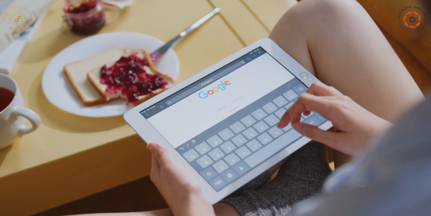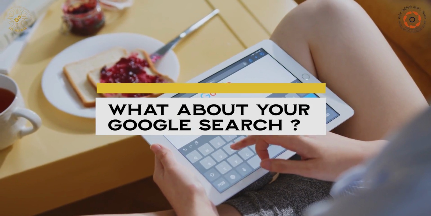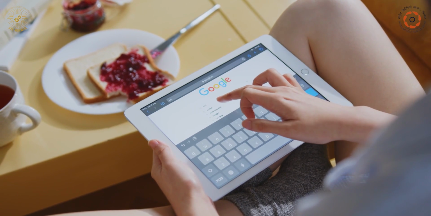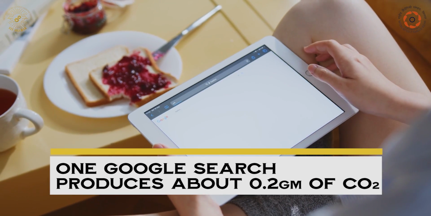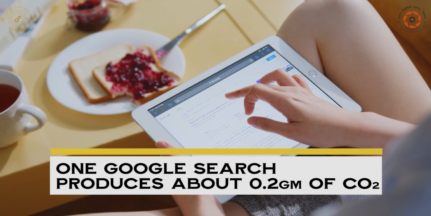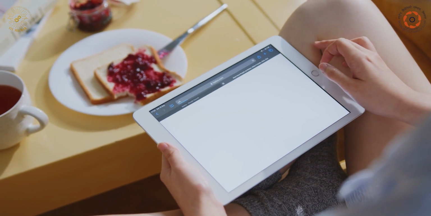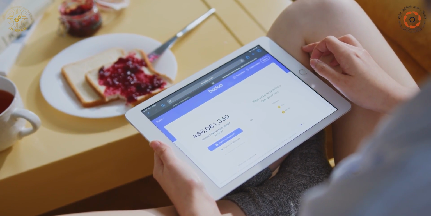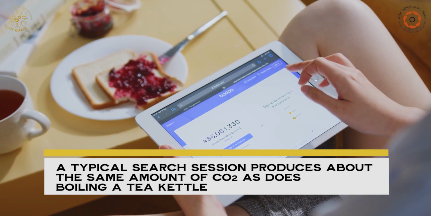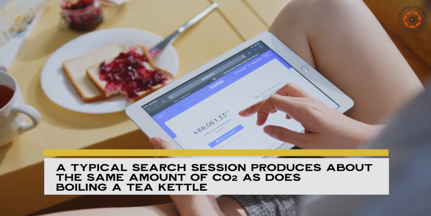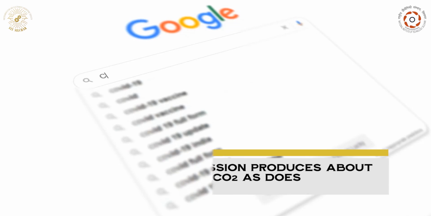Let's move on to the third one. So now, what about your Google search? One Google search produces about 0.2 gram of carbon dioxide. But since you hardly get an answer from one search, a typical search session produces about the same amount of carbon dioxide as boiling a tea kettle.